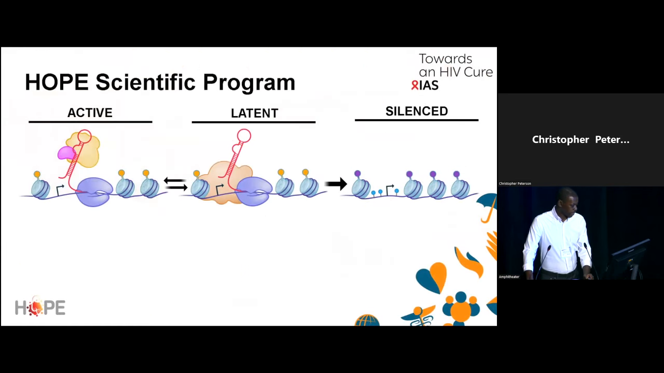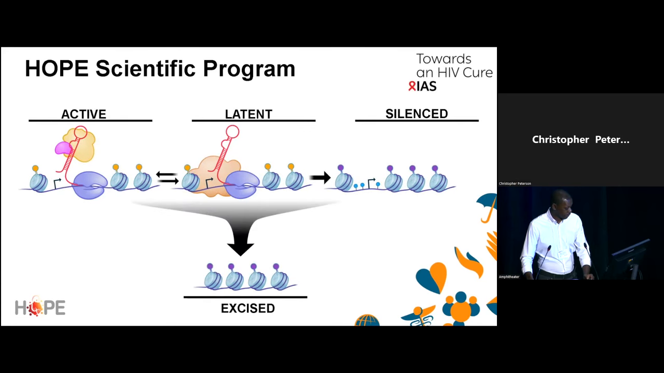So our scientific program really stems from thinking about the active virus. I think we had a really great opening session today by Sabrina, telling us about the viral transcriptional process of latent viruses and active viruses. Most viruses are in an active state, and it goes back and forth between a latent stage. We're really interested in trying to drive this into a silenced state where we may prevent the virus from reactivating when ART is ceased. The hope is also to bring a fourth stage to this process, excision, so that we can excise this remaining virus and lead to its complete eradication.